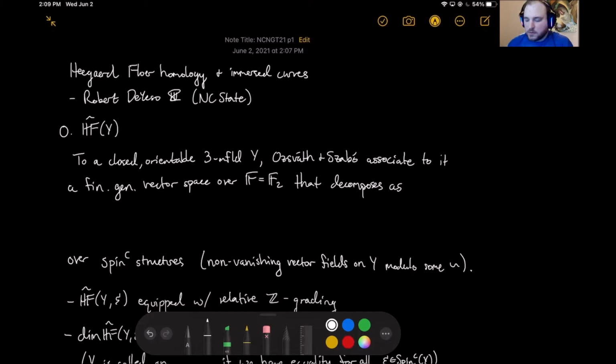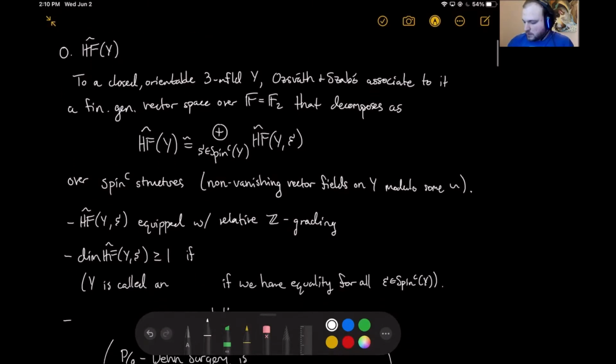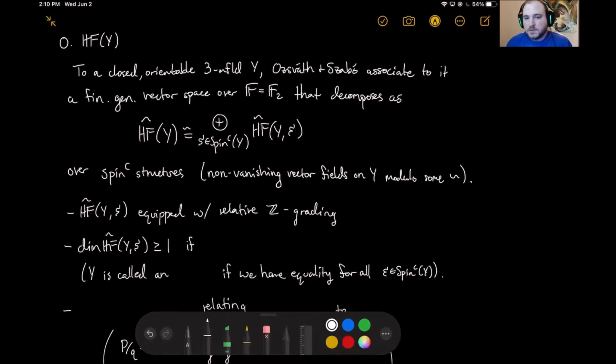Ozsváth and Szabó associate to it a finitely generated vector space over the field with 2 elements, which we'll call HF hat of Y, which decomposes over spin^c structures on Y. If you'd like, you can think of these as non-vanishing vector fields modulo some equivalence relation. And we'll denote the spin^c summands like this. Just a few properties. It's equipped with a relative Z grading. We'll typically call this the Maslov grading.